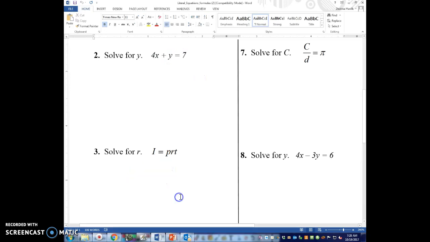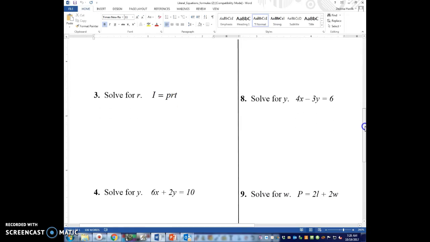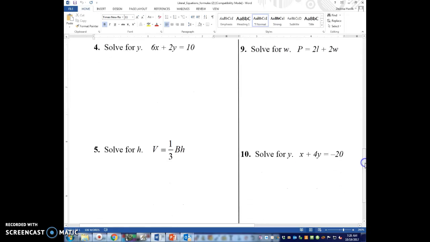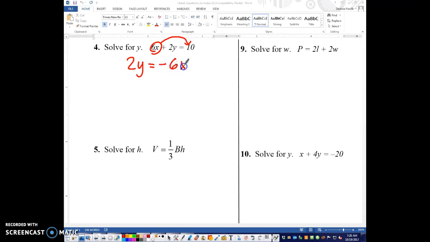So number 4. Number 4 is another solve for y like what we've already done. So what are the 2 rules to that again? Move the x, divide by y. So when we move this x over, we have 2y equals what? Negative 6x plus 10. Okay, because it went from positive to negative. Then what do we need to do?